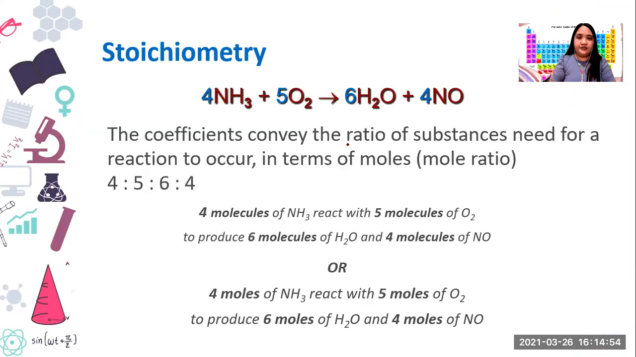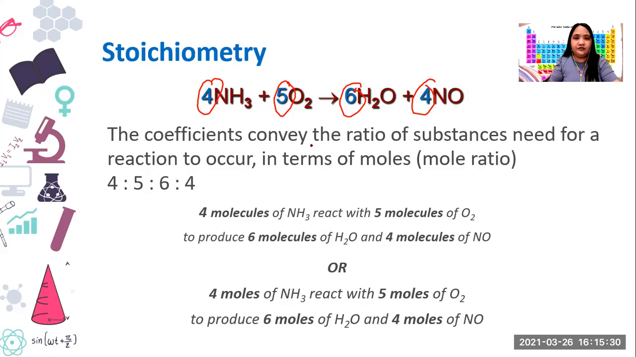So, for example, I have a reaction here. It's 4NH3 plus 5O2 yields 6H2O plus 4NO. So, it's important to understand the mole ratio. So, where will you get them? You will get them from the coefficients. So, 4, 5, 6, 4. At this point, you may not realize the importance, but these are very important when you're trying to solve molar ratio, masses, number of moles in a reaction.